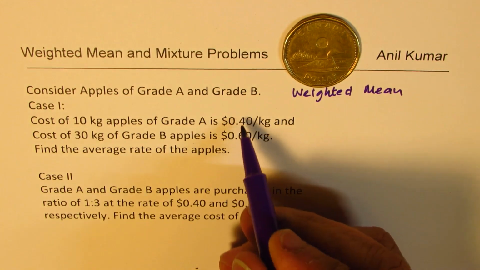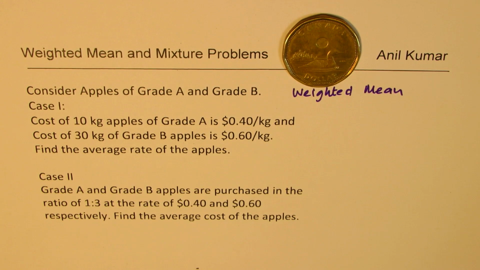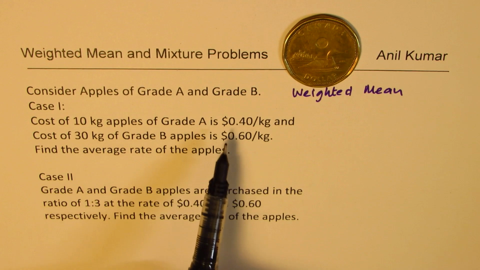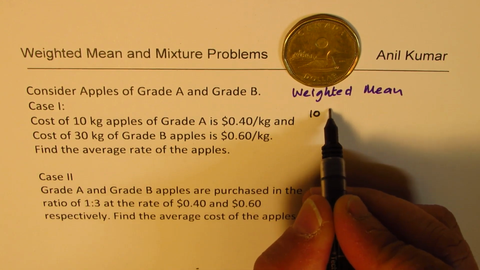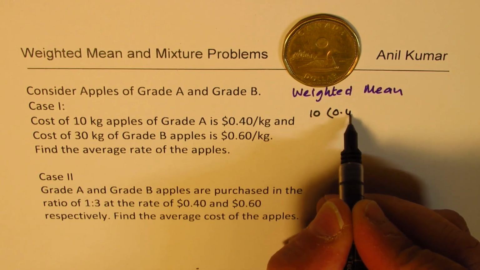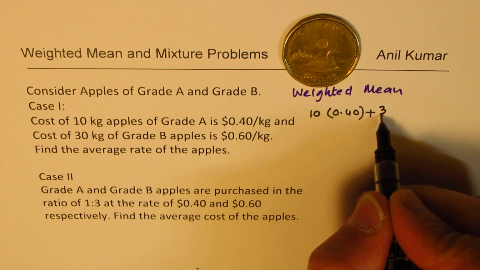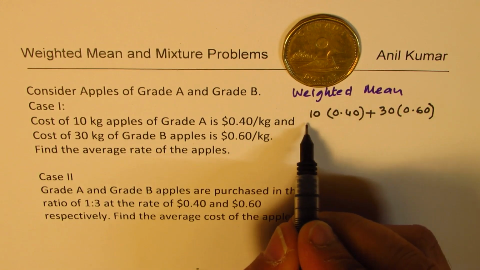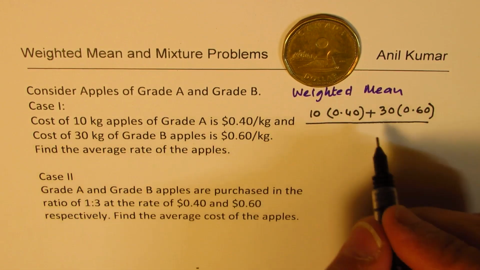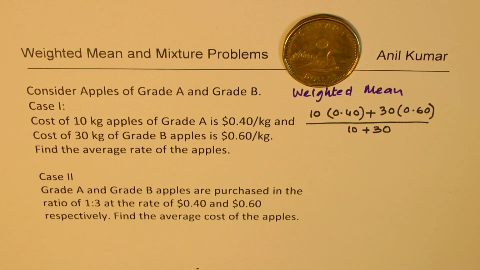The average cost is not 50 cents. You just can't add these two numbers and divide, since the quantities which we purchased are different, right? So we purchased 10 kg of apples of grade A at 40 cents. That means this amounts to 10 kg times 40 cents, right? Plus the other one is 30 kg for 60 cents. Total, you got 10 plus 30. So that is how you find weighted mean, right?